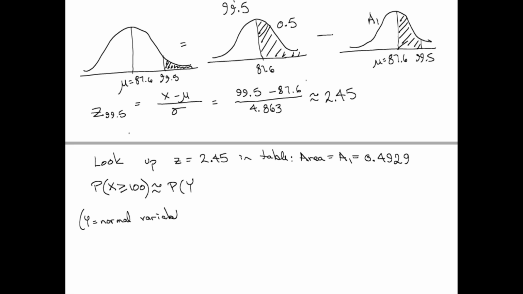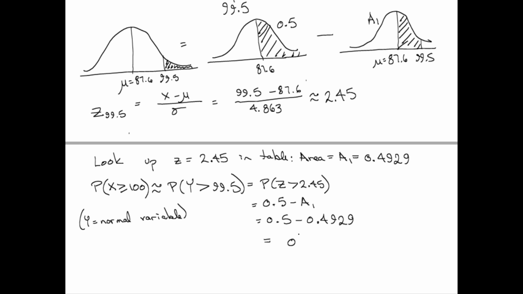So this is approximately the probability that y is greater than 99.5, which is the probability that z is greater than 2.45. In other words, that we're more than 2.45 standard deviations above the mean. And so this is going to be 0.5 minus A1 as shown in my sketch. So 0.5 minus 0.4929, which is 0.0071. That's the probability that our basketball player makes at least 100 of his free throws.